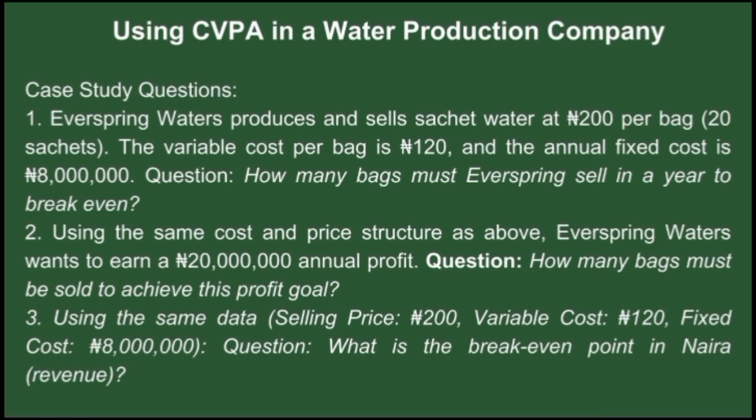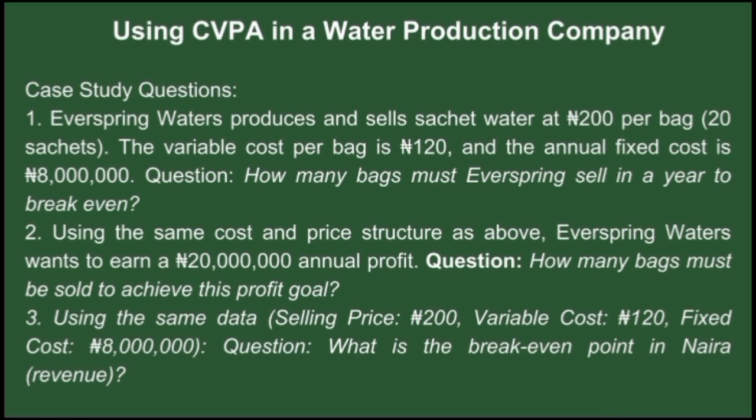Please, let's read out the questions. Everspring Waters produces and sells sachet water at 200 naira per bag. The variable cost per bag is 120 naira, and the annual fixed cost is 8 million naira. Question: how many bags must Everspring sell in a year to break even?